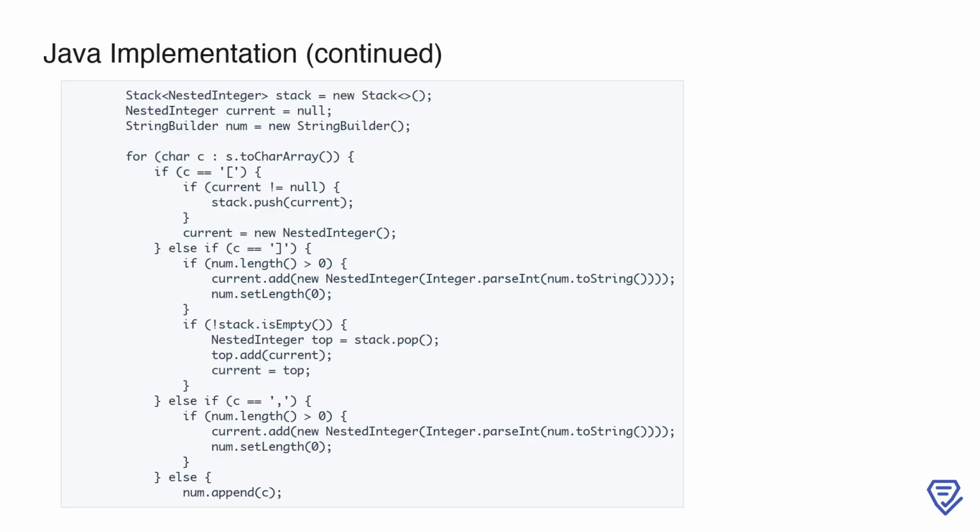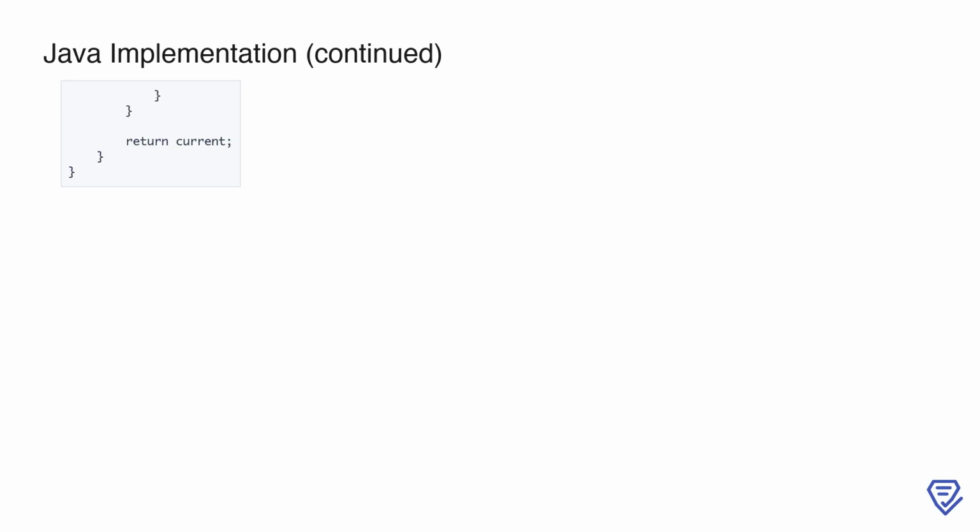Finally, for any other character, such as a digit or a minus sign, we append it to number. After processing all characters in the string, the current object holds the fully constructed nested integer representation of the input. This is returned as the result of the deserialize method. The use of a stack ensures that the nested structures are built in the correct hierarchical order, while the string builder helps efficiently handle multi-digit numbers. This implementation effectively handles any valid input string, whether it represents a single integer or a deeply nested structure, and converts it into the desired format for further manipulation.